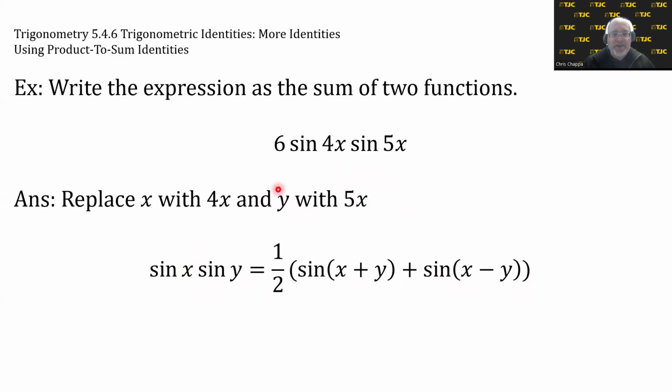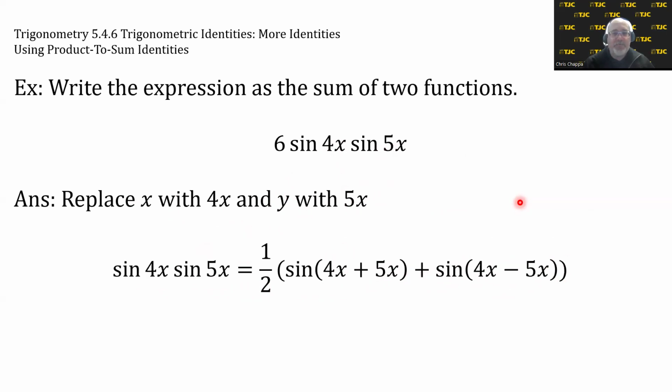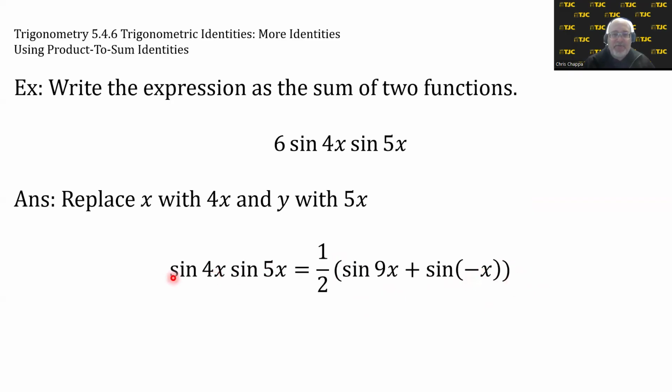So we're going to replace the x with 4x and the y with 5x. This x becomes a 4x, this x becomes a 4x, this y becomes a 5x, this y becomes a 5x, and our product to sum identity looks like this. Now we've created the sum and difference of two angle measures that we can simplify. This is 9x, that's negative x. And so we have sine of 4x times sine of 5x equals 1/2 times sine of 9x plus sine of negative x.